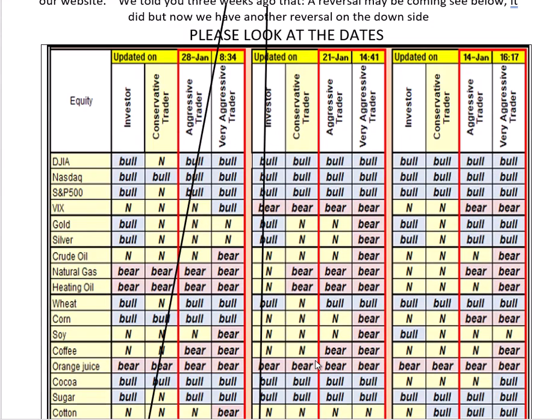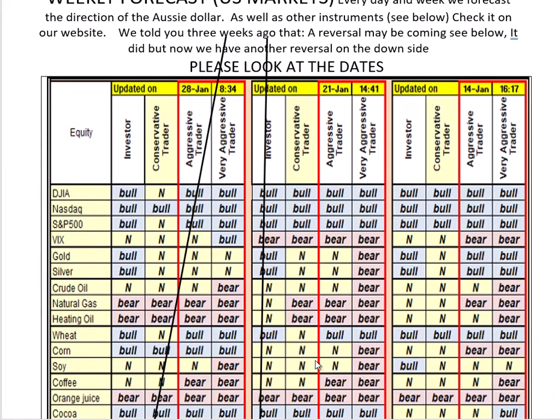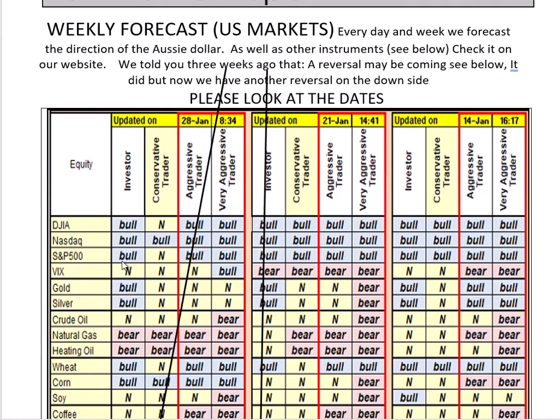We also give you our weekly mechanical system about the American market and the various commodities. And again, we show you on the weekly side what is the momentum for the investor versus the conservative trader, aggressive trader, and very aggressive trader. And we show you week after week.